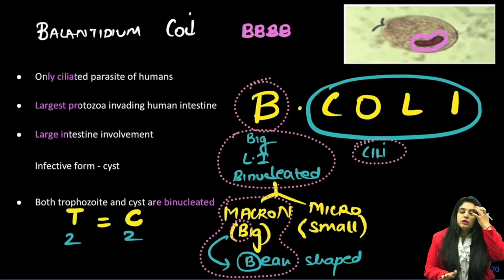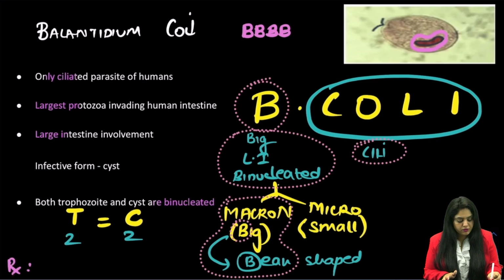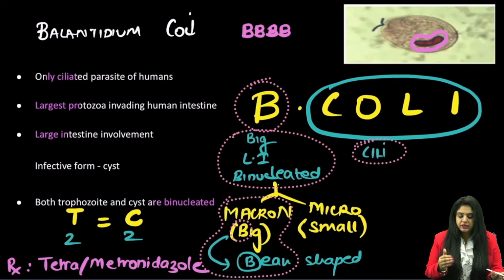So this is the story of Balantidium wala diarrhea. How are you going to treat it? That's obviously the next question. You can either give tetracycline or you can give metronidazole. That is the treatment that you have for this. I hope that's okay. B. coli is also sorted. Can we go forward?